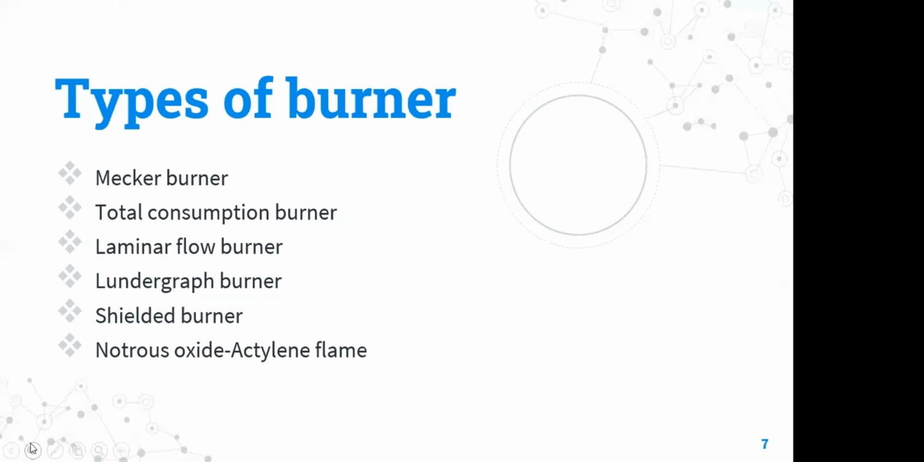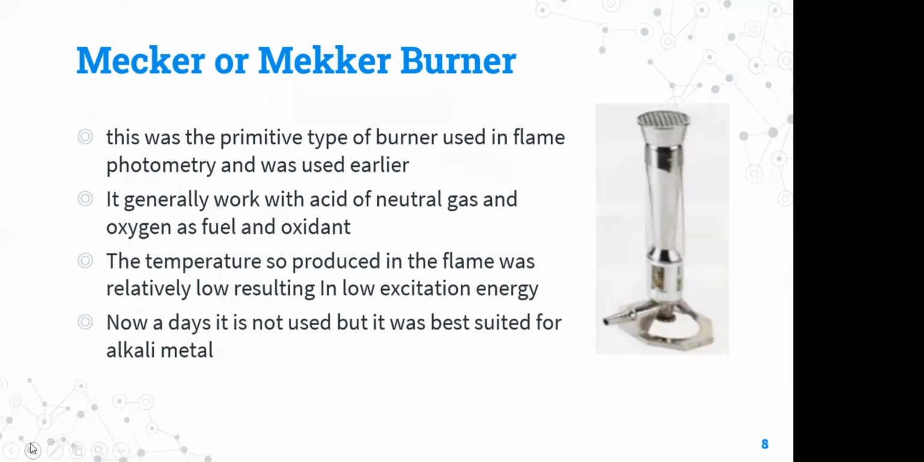Okay, so here are the types of burners. There are the following types of burners: Meker burner, total consumption burner, laminar flow burner, Lundegardh burner, shielded burner, and nitrous oxide acetylene flame. This is the type of flame that is mostly used in the burner. We'll start with the Meker burner.